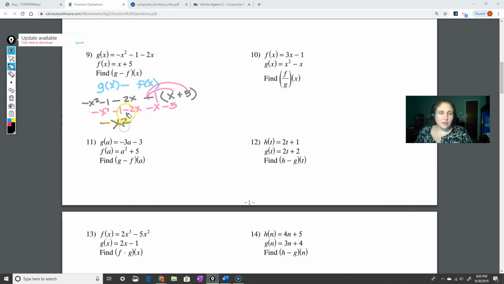Okay, my next term would be the x's. So I've got subtract 2x minus 1x, so that gives me negative 3x. Negative 1 minus 5 is negative 6. And that's your answer. That's simple.